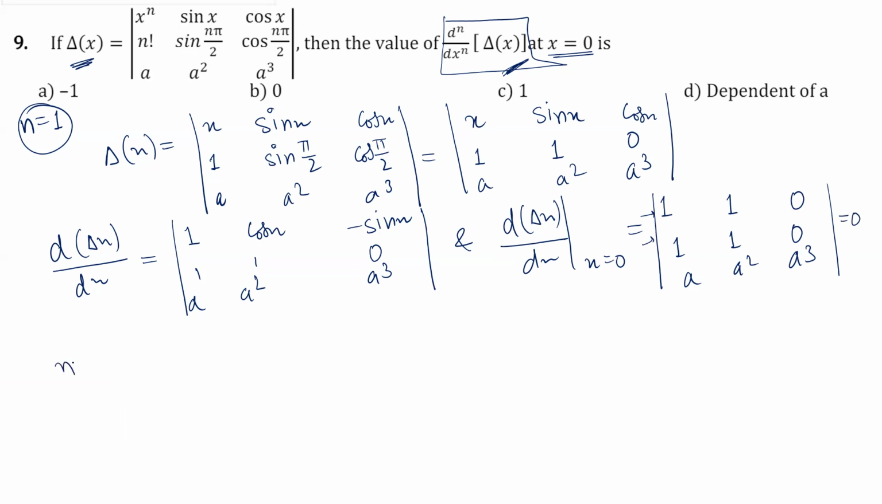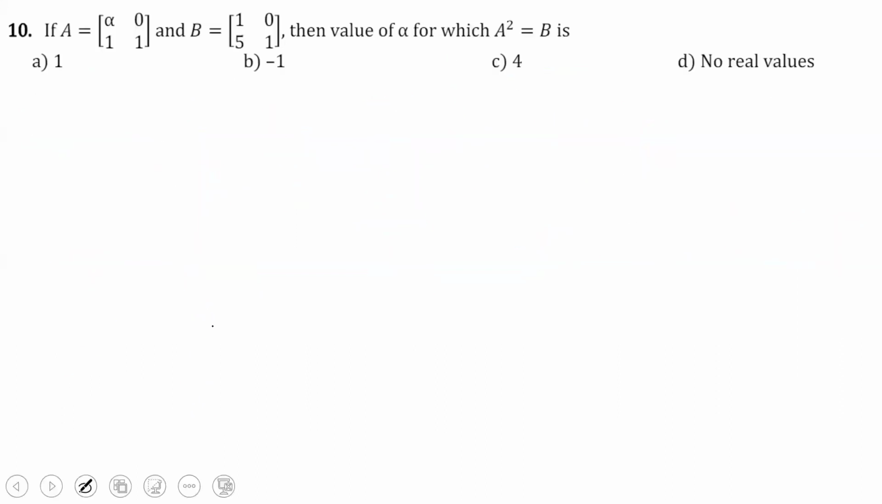Similarly, you try to find n equals to 2. For that also, differentiation of delta x by dx at x equals to 0 will basically be d2x by dx square. You can do that and you will find the answer. Okay. So you can proceed now.